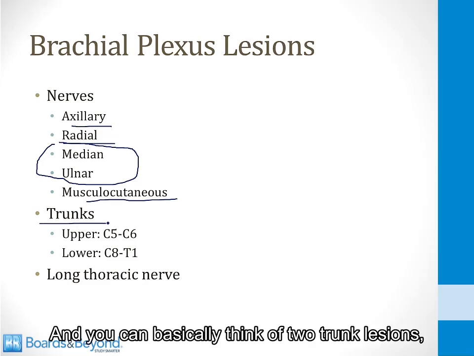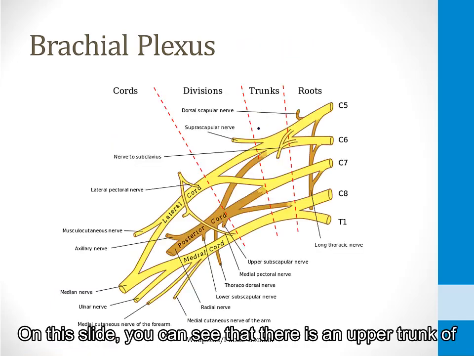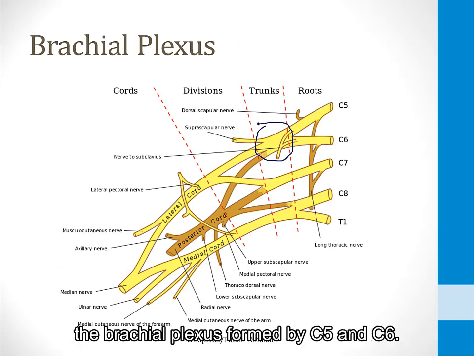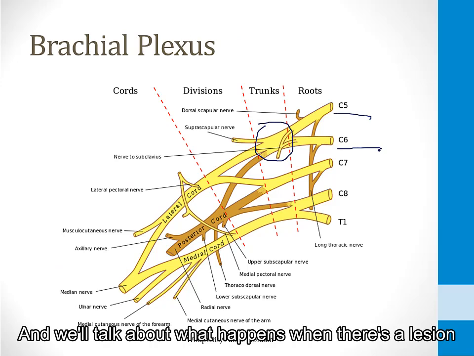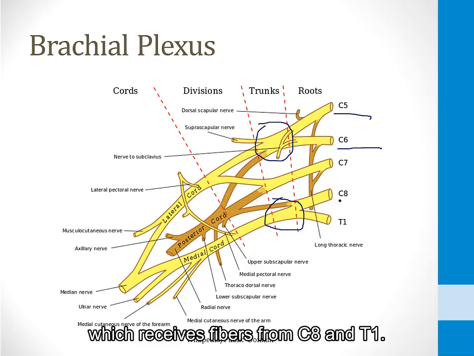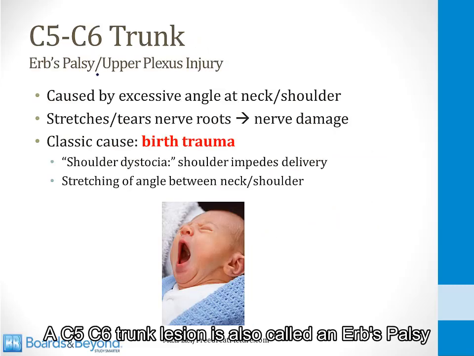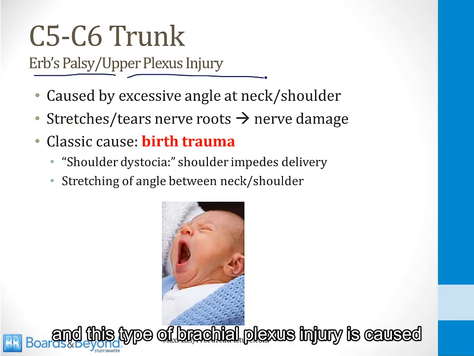You can basically think of two trunk lesions. One is an upper lesion and one is a lower lesion. On this slide, you can see that there is an upper trunk of the brachial plexus formed by C5 and C6, and we'll talk about what happens when there's a lesion of that trunk. There's also a lower trunk here, which receives fibers from C8 and T1. A C5-C6 trunk lesion is also called an Erb's palsy or an upper plexus injury.